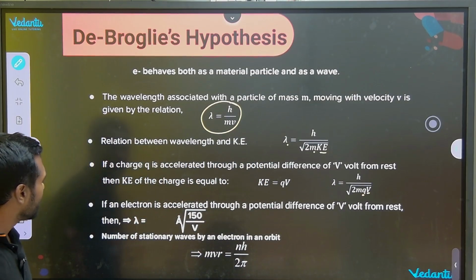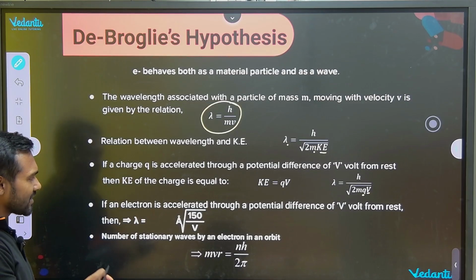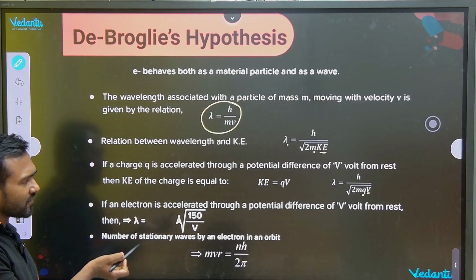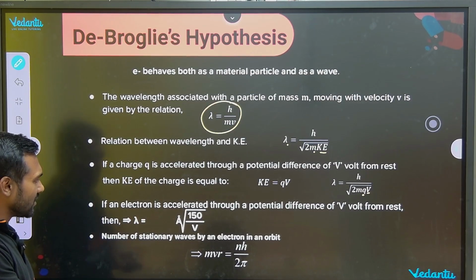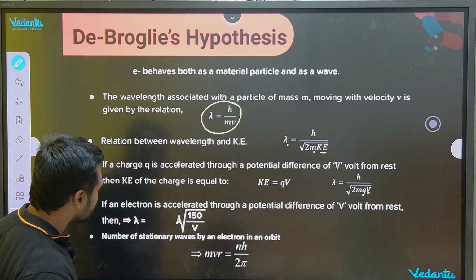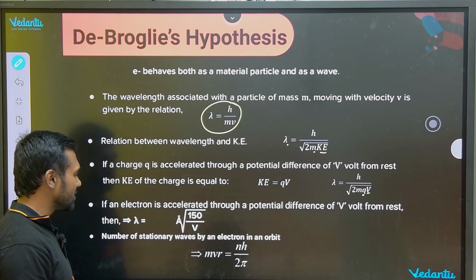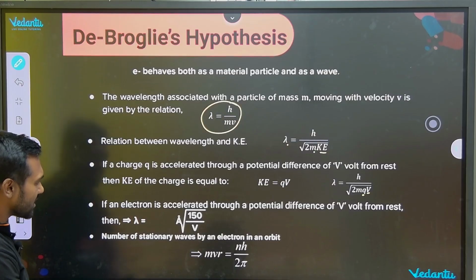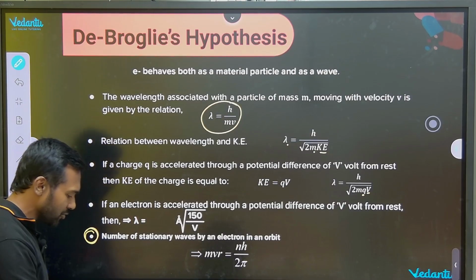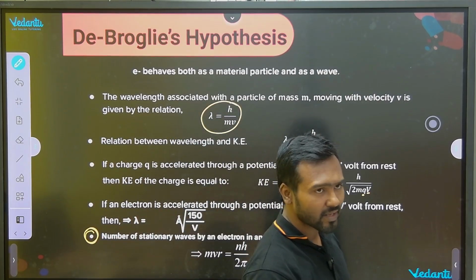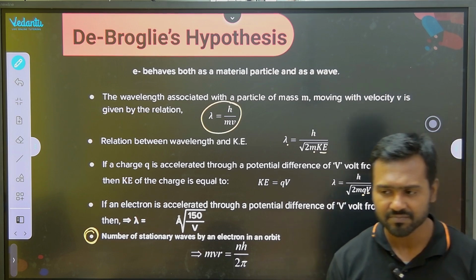V means potential. If an electron is accelerated through a potential difference of V from rest, then the wavelength in angstroms is under root 150 by V, where V is potential. And for the number of stationary waves, mvr is equal to nh by 2 pi.